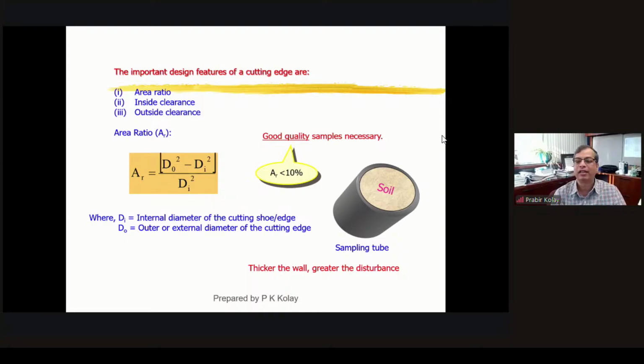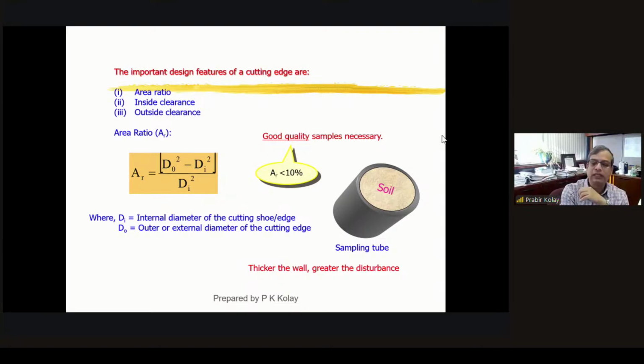If you know the outside diameter of the sampling tube and the inside diameter of the sample tube, then you can find the area ratio. And if the area ratio is less than 10%, it means it's a good quality sample, okay?